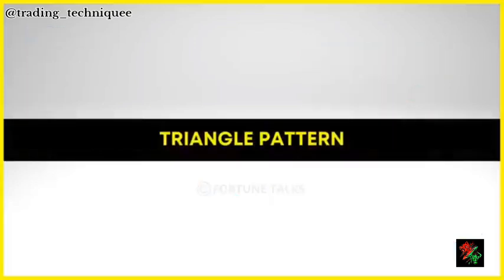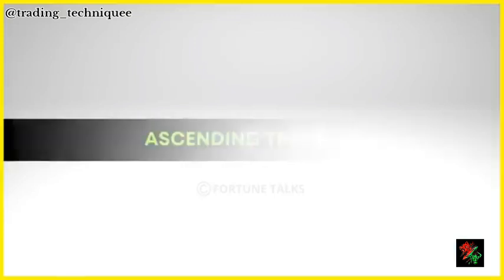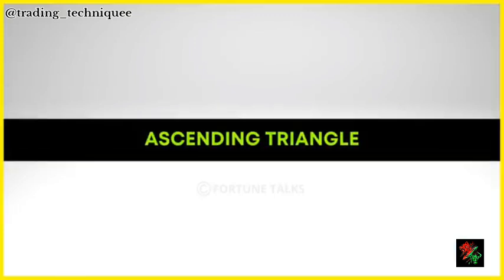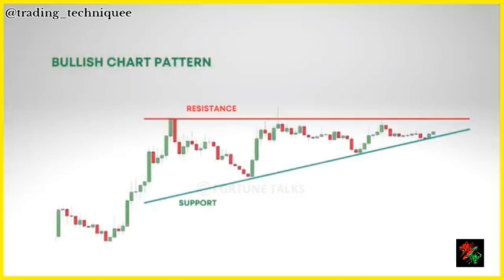Now moving on, we will focus on the triangle patterns, namely the ascending triangle and the descending triangle chart patterns. So let's start with the ascending triangle patterns. The ascending triangle is a bullish chart pattern that signals the market is about to head higher.